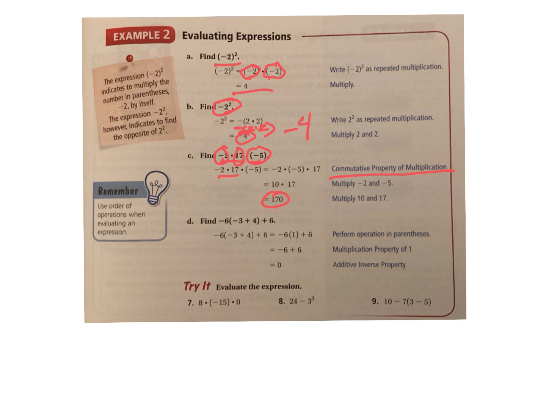D. So you have to do the parentheses first. And when you do negative 3 plus 4, you're going to end up with a 1. So then you have a negative 6 times 1 plus 6. So you got to do the multiplication here. Negative 6 times 1. It's a different sign, so it's negative 6. Then you bring down the plus 6. Negative 6 plus 6 is 0. Okay.